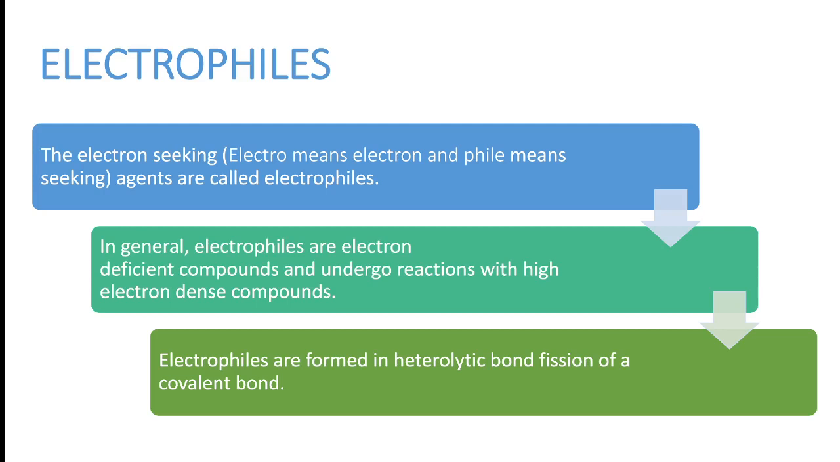or electron rich compounds. So as they contain less number of electrons or electron deficient compounds, they generally combine with the electron rich compounds, or simply we can say nucleophiles or negative ions. Electrophiles are generally formed during the heterolytic bond fission; homolytic bond fission produces free radicals, we said. So electrophiles and nucleophiles are generally produced by the heterolytic bond fission of a covalent bond. Heterolytic bond fission produces positive and negative ions, and positive ions are called electrophiles.